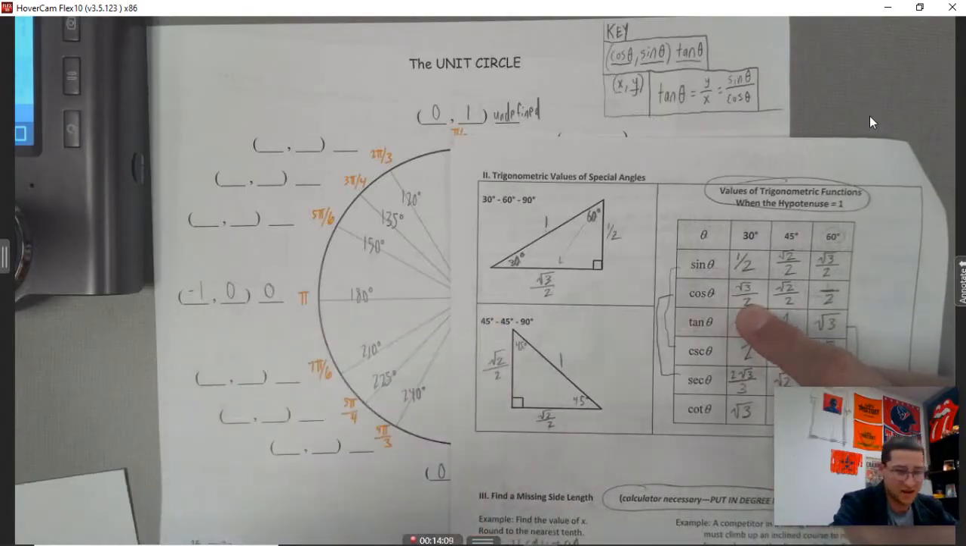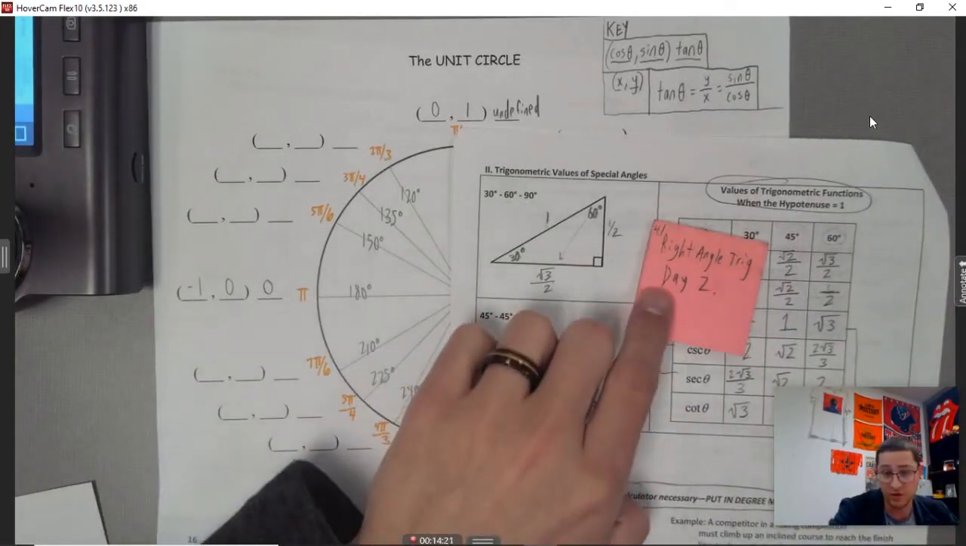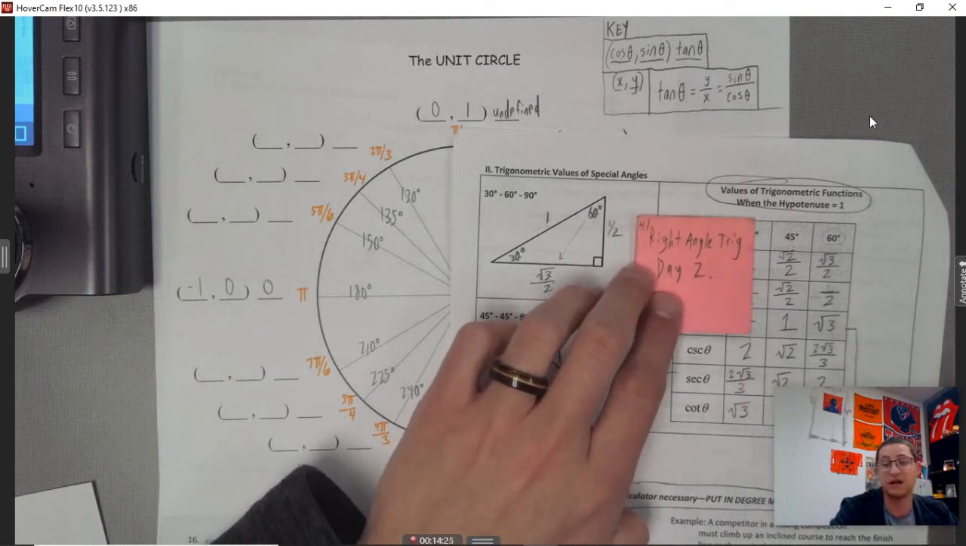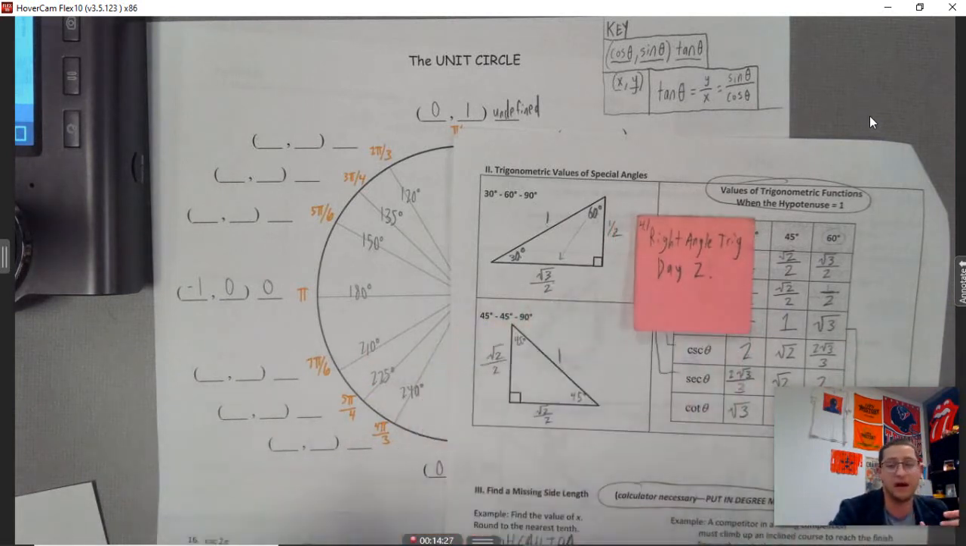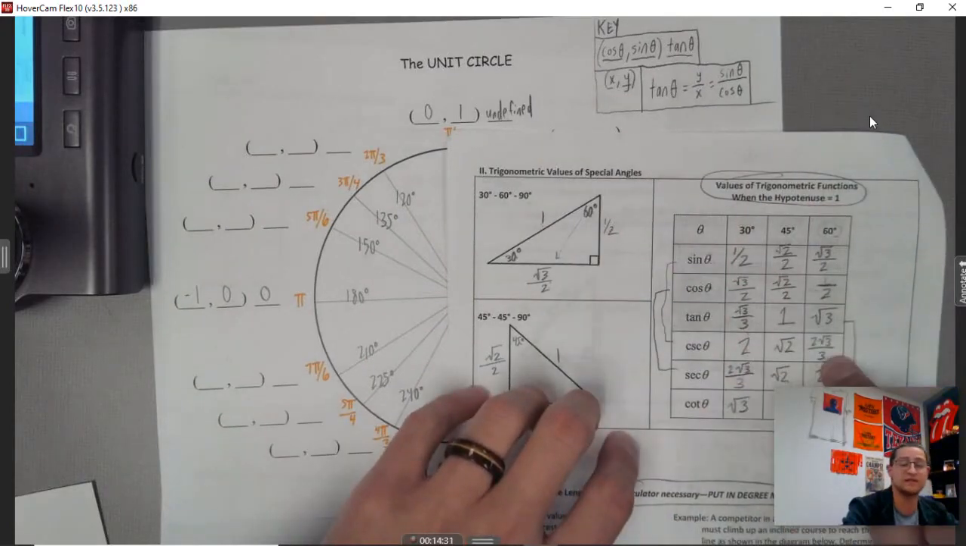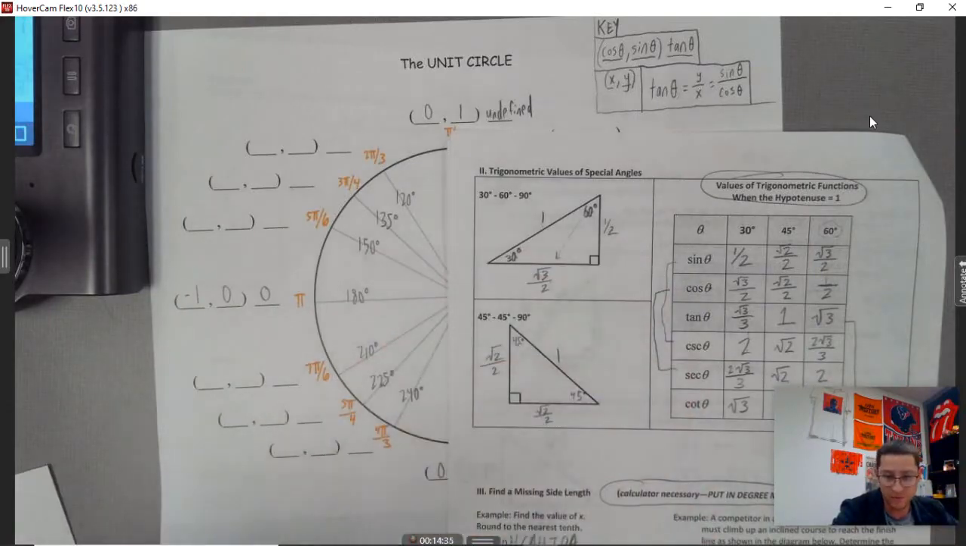Now, if you need help with remembering where we got this, it's not the world's most important thing right now, but essentially it's coming from the 30, 60, 90 triangle process and the 45, 45, 90 triangle process. If you need a refresher, you can go to this lesson right here, which is something we did last semester. In that video, I take you through the process of how we got each one of these. So if you're extremely concerned about where those numbers are coming from, go look at that video.